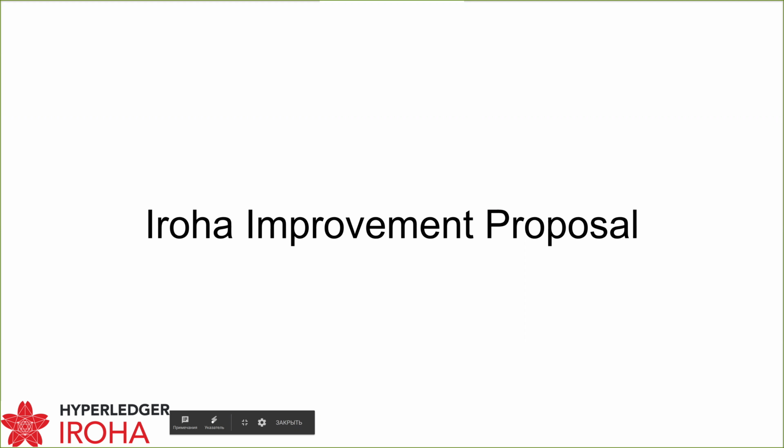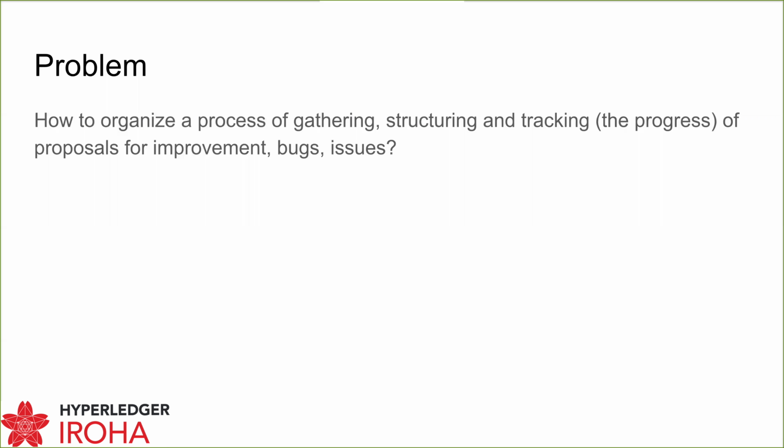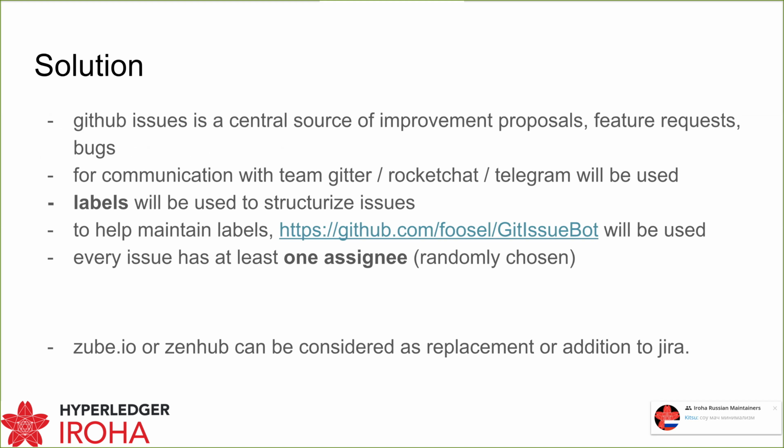So we are now facing the problem. How can we organize a repository and the process of gathering, structuring, and tracking the progress of proposals for improvement, different bugs and different issues? Now we don't have very good structure, and just using plain issues on GitHub, it doesn't work. So I came up with this solution.